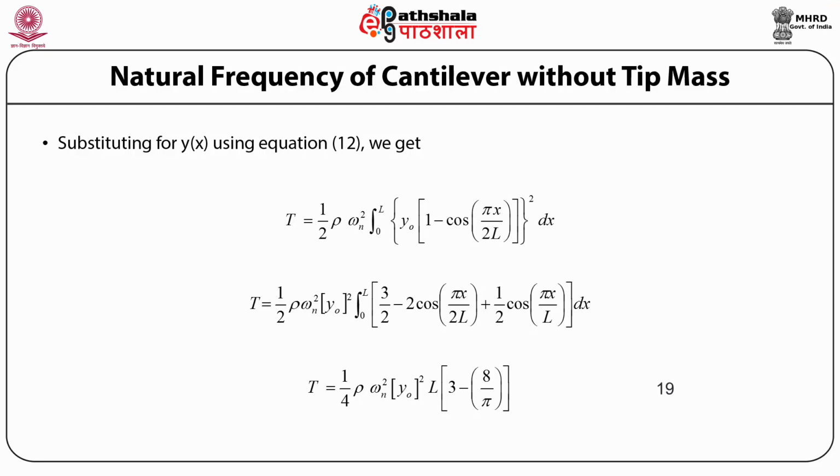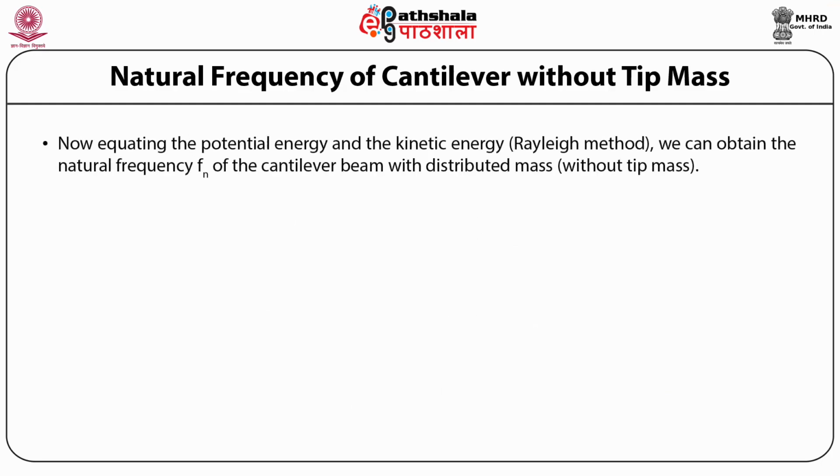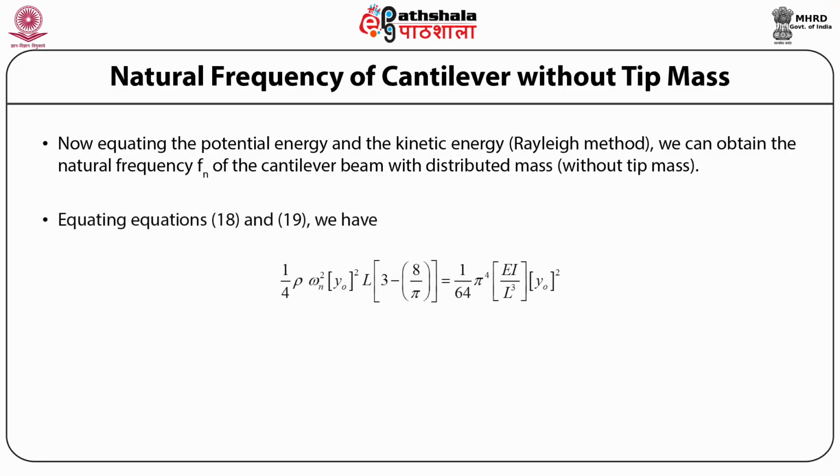So the simplified version of T is 1 by 4 rho omega n square y naught square L into (3 minus 8 by pi). Now equating the potential energy and the kinetic energy, we can obtain the natural frequency Fn of the cantilever with the distributed mass. So on equating them, we get the expression for omega n square, which is equal to pi to power 4 EI by L cube divided by 16 rho L times (3 minus 8 by pi).